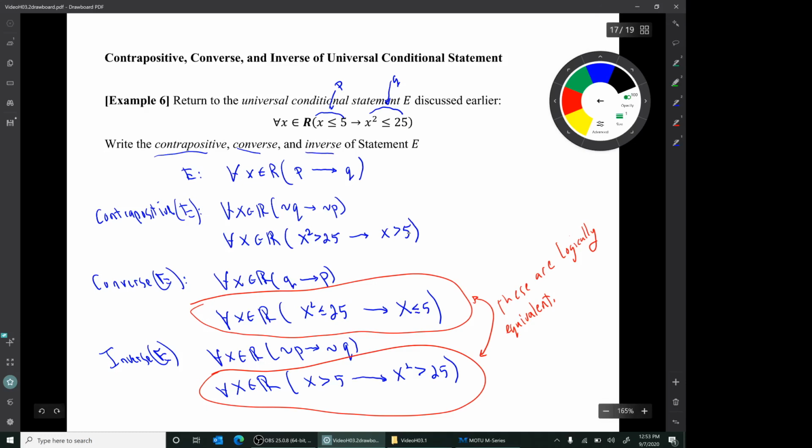Well, look at the inverse statement. It's actually the easiest one to understand. For all x in the real numbers, if x is greater than 5, then x squared is greater than 25. That's clearly true. So since the inverse of E is clearly a true statement, we know that the converse is also a true statement.